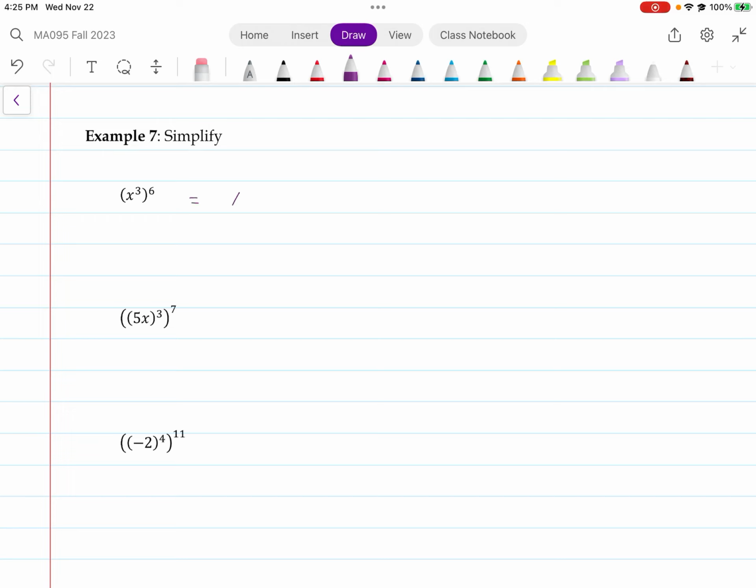All right, so the first one, we've got x to the 3 times 6. So it's 3 sets of x and then 6 sets of those 3, right? So think 6 sets of 3. How would you do 6 sets of 3? You multiply. So that's x to the 18. All right, the next one is 5x is our base, so we're just not going to mess with that. And then we've got 3 times 7. So 5x to the 21. All right, and the last one, our base is negative 2. And we've got raised to the 4, raised to the 11. So 4 times 11 is going to give us negative 2 to the 44. We're just going to leave it like that.